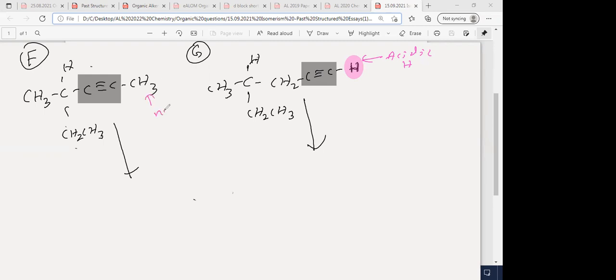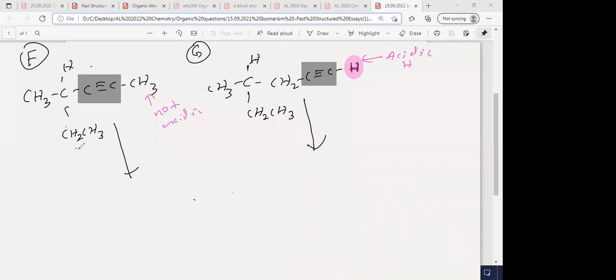This is not acidic, because here the hydrogen is not directly attached to the triple bond carbon. Here the hydrogen is directly attached to the triple bond carbon. That's why. What is the chemical test? Look at the reactions of alkynes. Very good, Pramodi has given Cu2Cl2. Yeah, ammoniacal cuprous chloride.